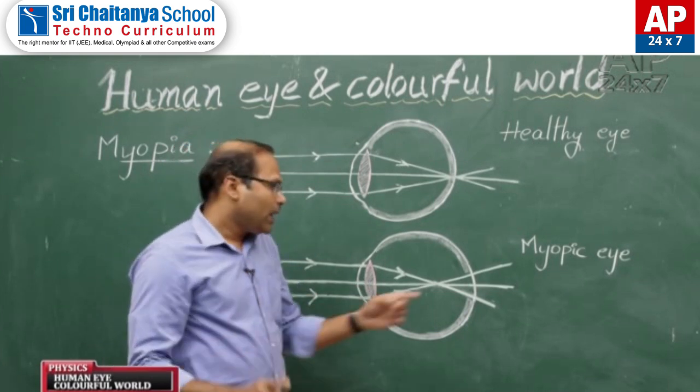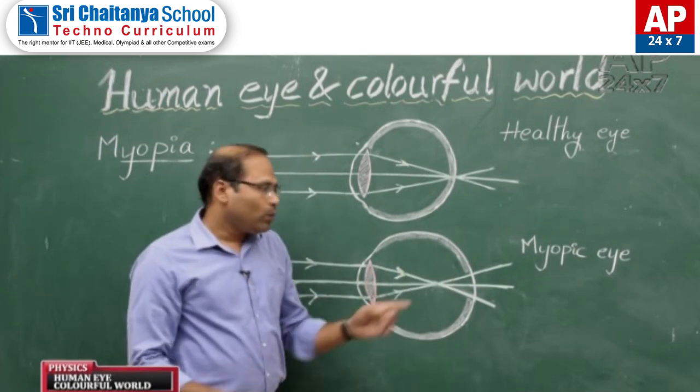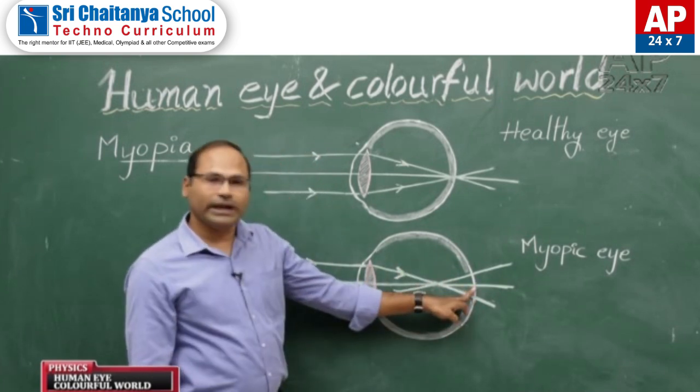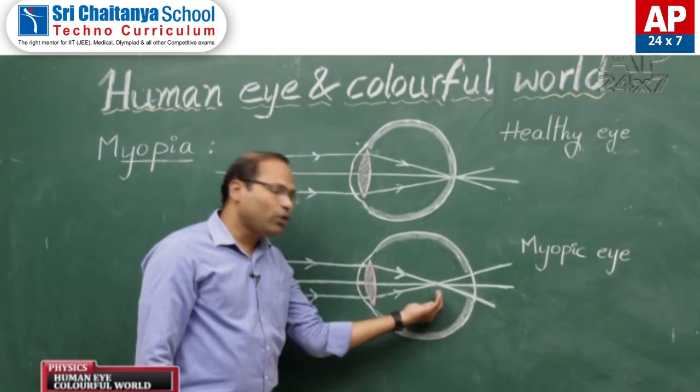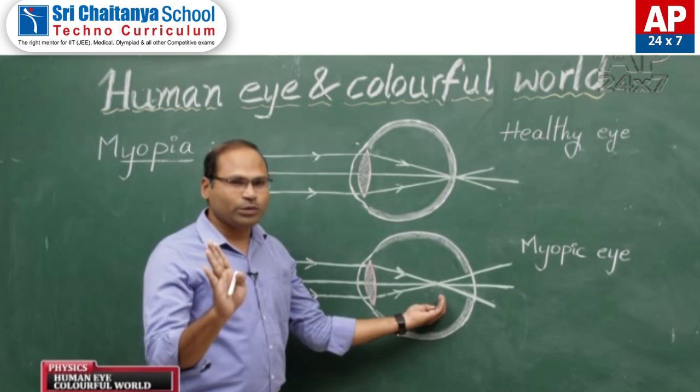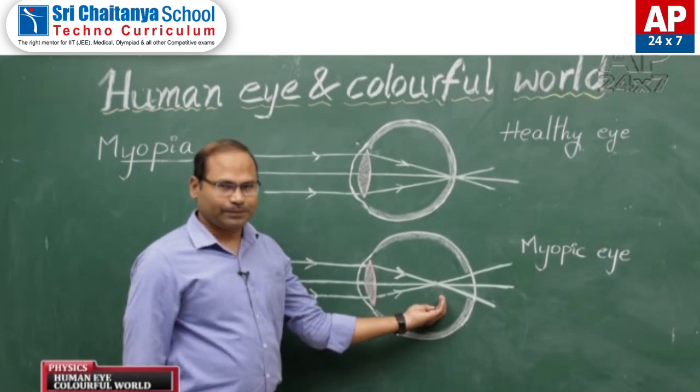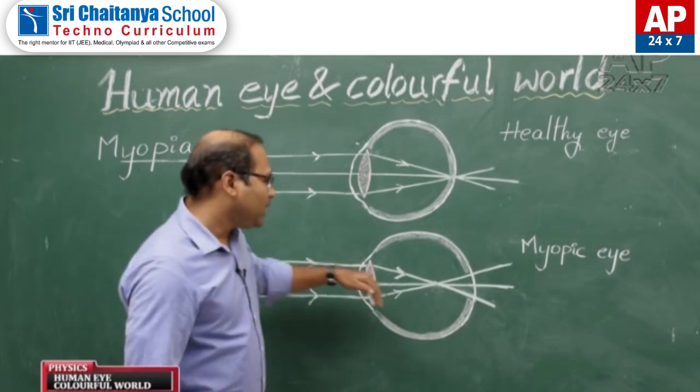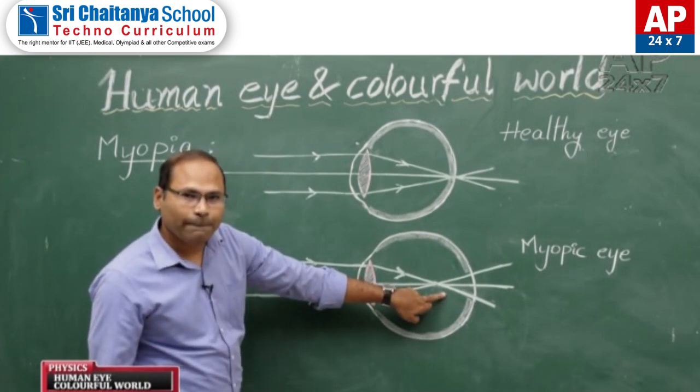We learned already that we see objects clearly whenever the image forms only on the retina. If it forms before the retina, we cannot see the object clearly. We can see, but the object will not have certain clarity. And why does the image form before the retina?